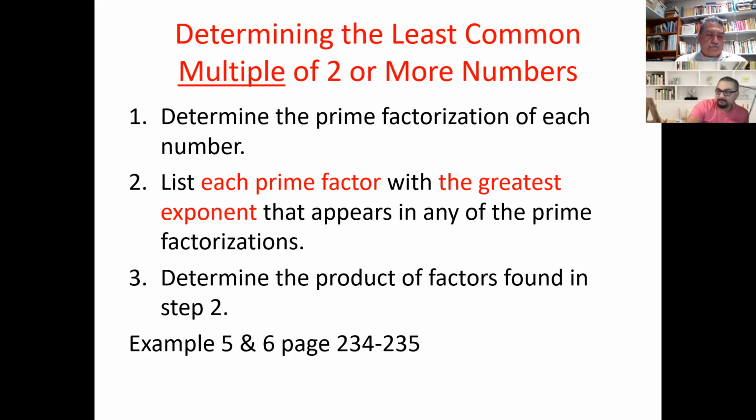Again, from your textbook, if you go to page 234, example 5, it says find the least common multiple for 144 and 300. When we do the prime factorization, 144 is 2 to the power of 4 times 3 to the power of 2. 300 is 2 to the power of 2 times 3 times 5 to the power of 2. How did we get those? We use the prime factorization method. That's how we get them.